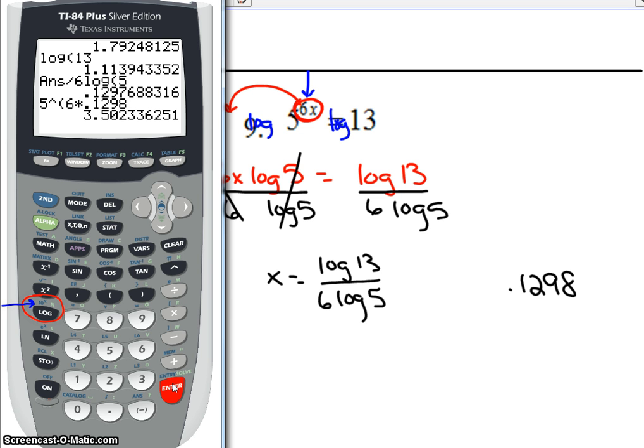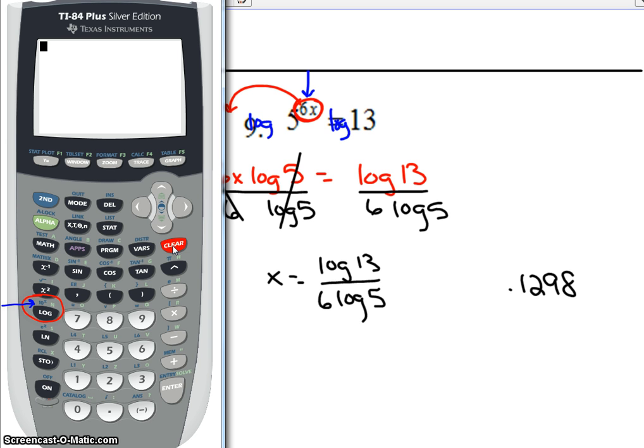Okay. And part of the problem comes from right here when I divided. The calculator does the order of operations. So it took this answer and divided it by 6, gave me that answer, and then multiplied it by log of 5. What we really need to do if we're going to use the calculator is go log of 13, enter, divide by, then parentheses 6, log 5, 0.2656.